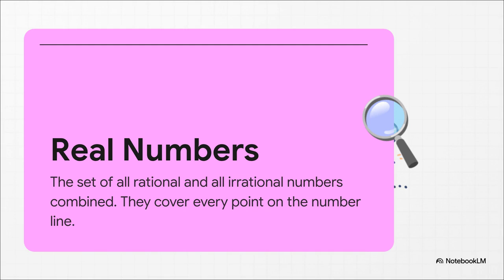So what happens when you take that massive, orderly group of rational numbers and you combine it with that other, separate, chaotic group of irrational numbers? Well, you finally have everything, the whole shebang. This giant combination is the set of real numbers, and together they account for every single possible point on the number line. There are absolutely no gaps left.